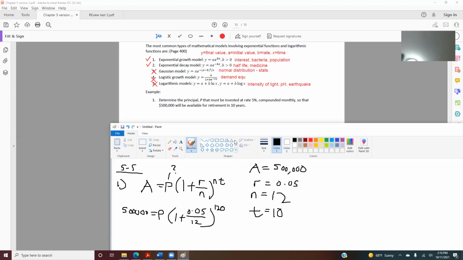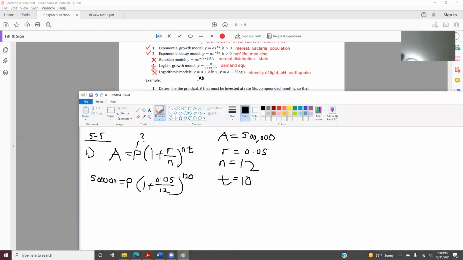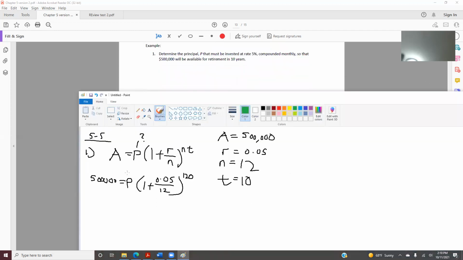Take out your calculator and calculate this whole thing. Again, you cannot round your answer here. Take out your calculator, class, and figure out what this is.